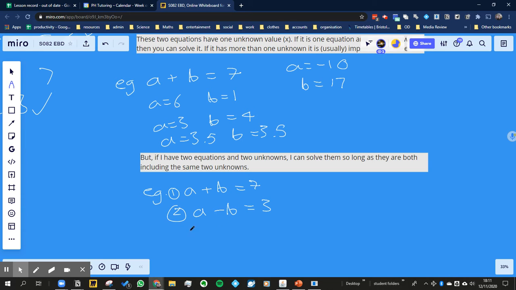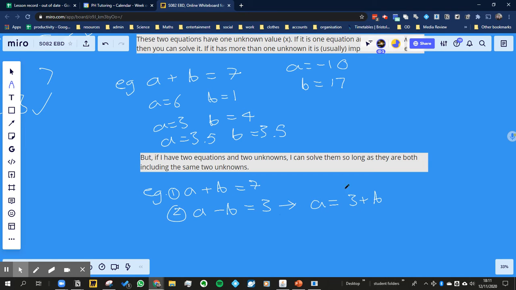I'm going to start off with equation 2, and I'll do an arrow to say I'm still talking about equation 2, and I'm going to rearrange it to say that a is equal to 3 plus b, because all I did there is I added b to both sides. So then I have a is equal to 3 plus b.